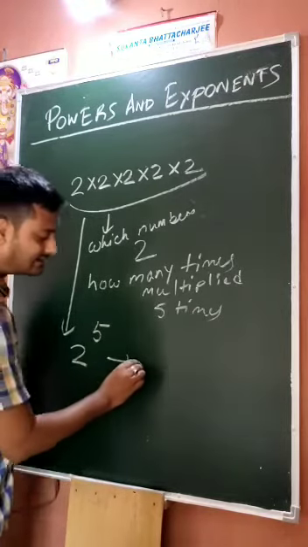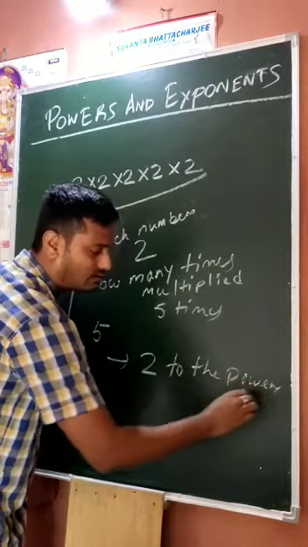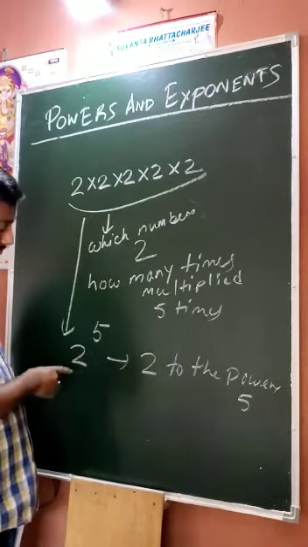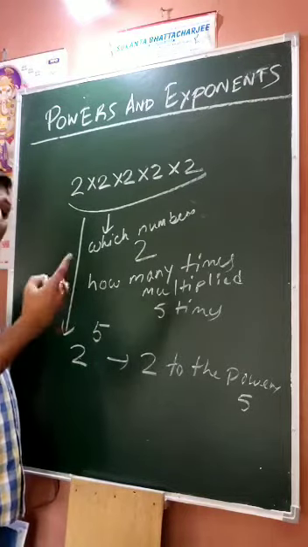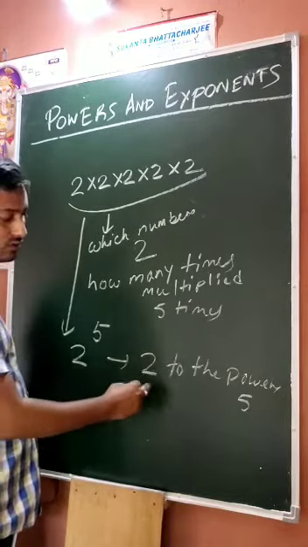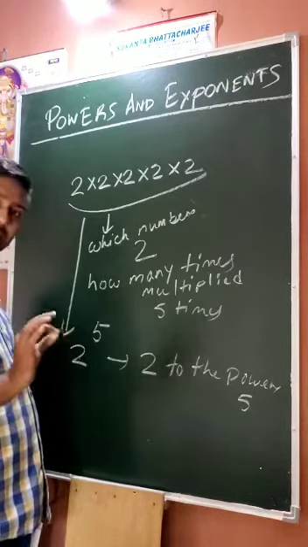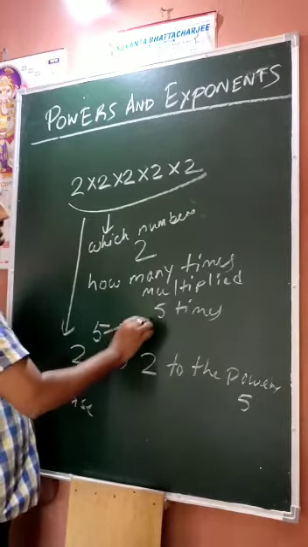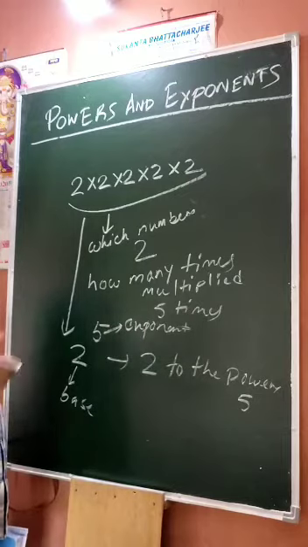It is read as 2 to the power 5. That means this 2 is the number which you multiplied, and this 5 represents how many times you multiply 2. Clear? And it is read as 2 to the power 5. That means this 5 is a power of 2. And this 2 is known as the base, and this 5 is known as the exponent. Clear? I think all of you understand this.